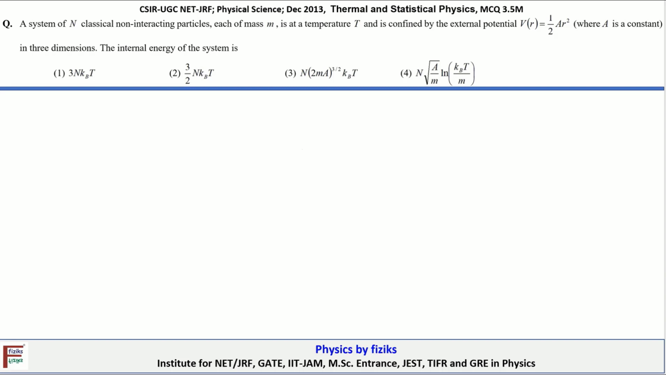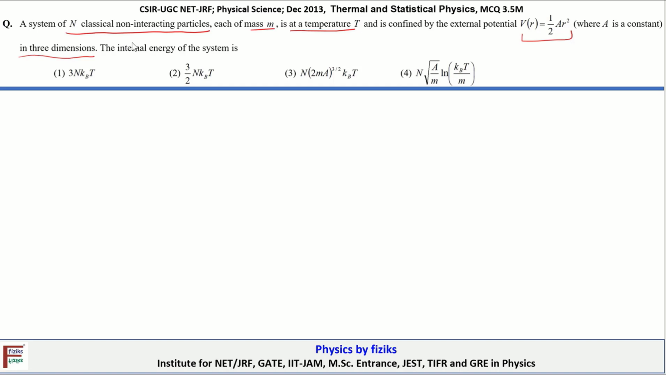System of n classical non-interacting particles. So we have n particles which are non-interacting, each of mass m and at temperature T, and they are confined by an external potential given by V(r) equal to 1 by 2 A r square, where A is a constant, in 3 dimensions. There are a lot of things given in the statement.